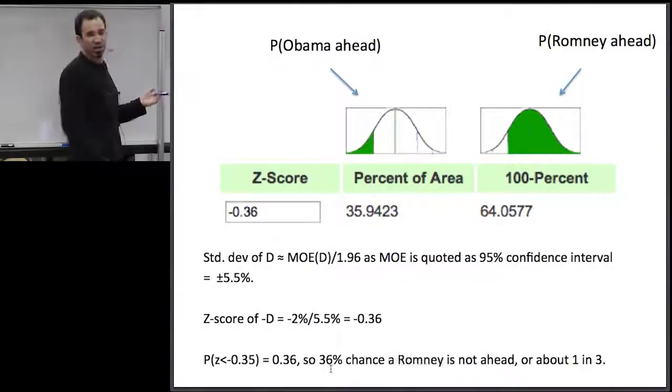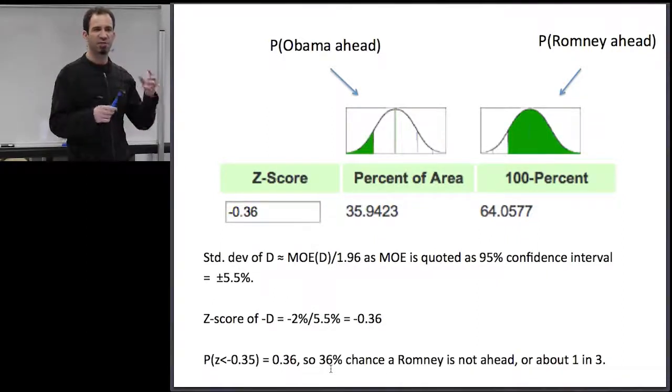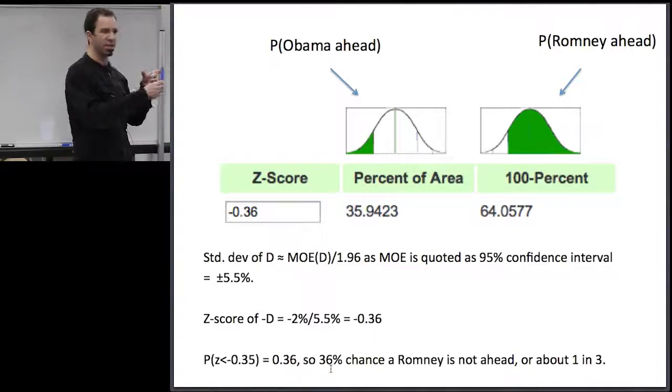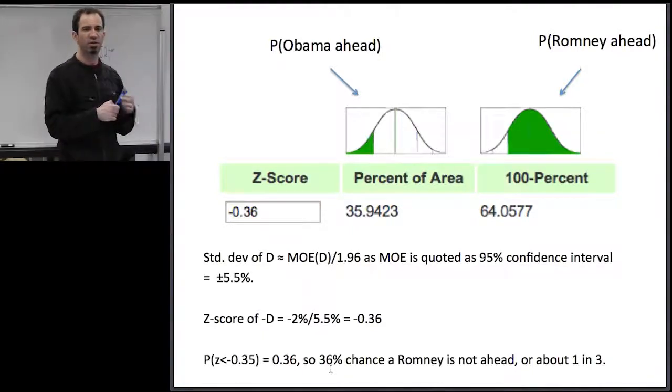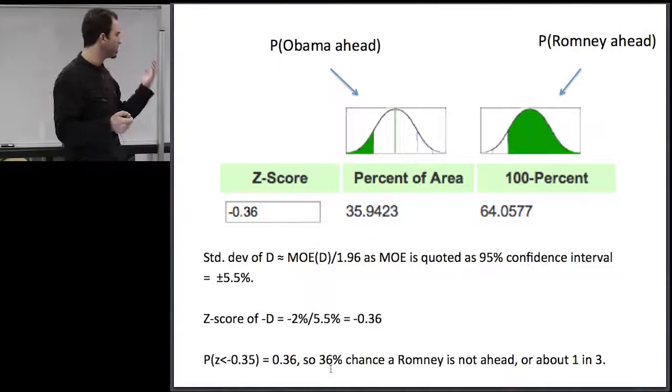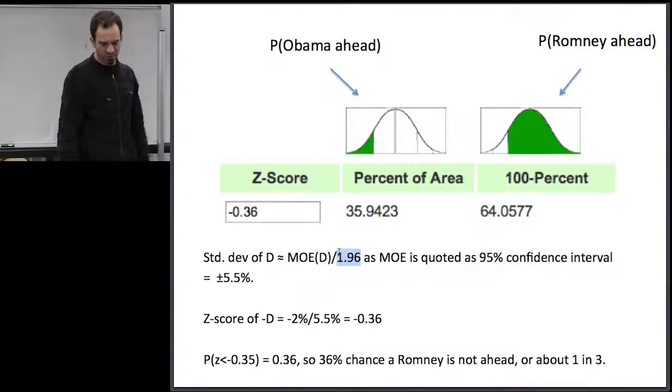So then, okay, now I'm getting to the actual math, right? I take this difference between them, they were 2% apart, and I express that as a fraction of the standard deviation. The margin of error is actually two standard deviations out, because that's the 95%. It's actually 1.96, but whatever. There's a lot of twos in here.